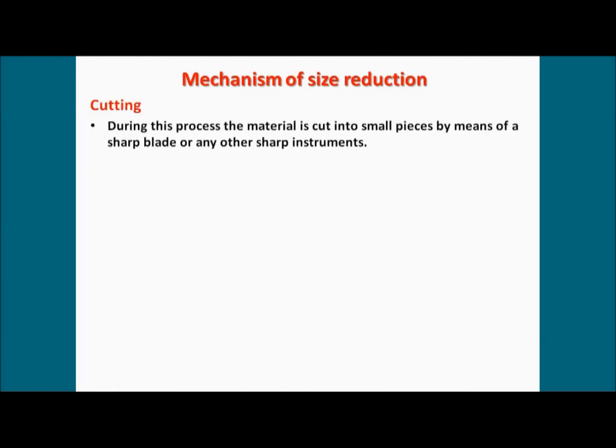Now you see the mechanisms of size reduction. In the mechanism, first of all we have cutting. So what is cutting? During this process of cutting, the material is cut into small pieces by means of a sharp blade or any sharp instrument, right? Which we also follow in our household activity, right?